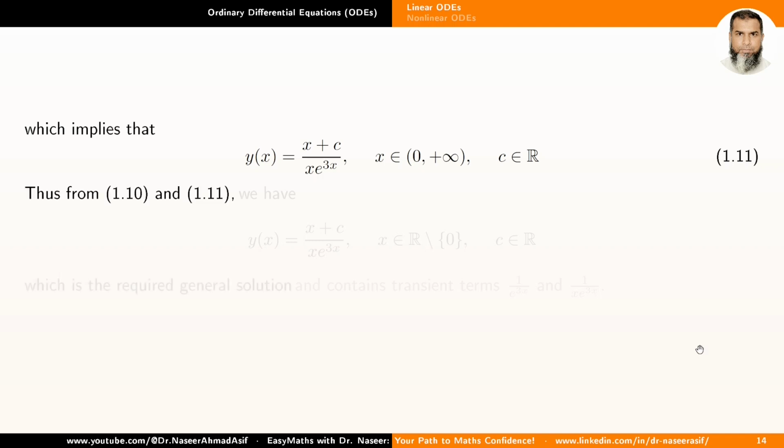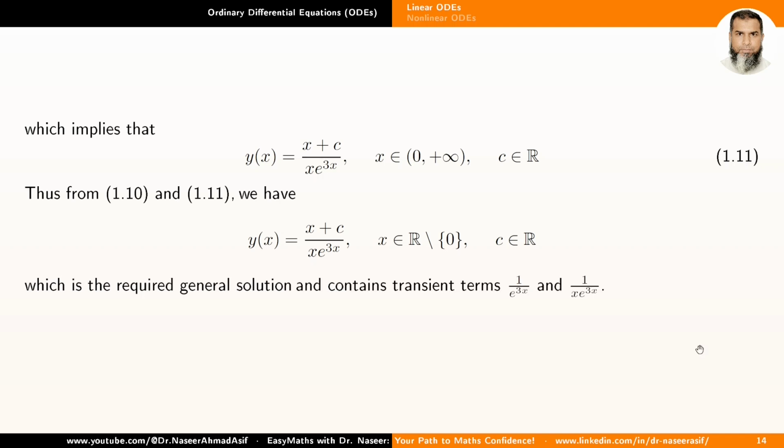Thus, from equations 1.10 and 1.11, we have y of x is equal to (x plus c) over x exponential 3x, where x belongs to R other than 0, and c is the arbitrary constant, which is the required general solution and contains transient terms 1 over exponential 3x and 1 over x exponential 3x.